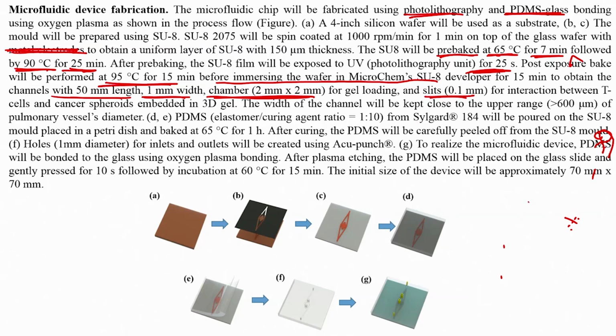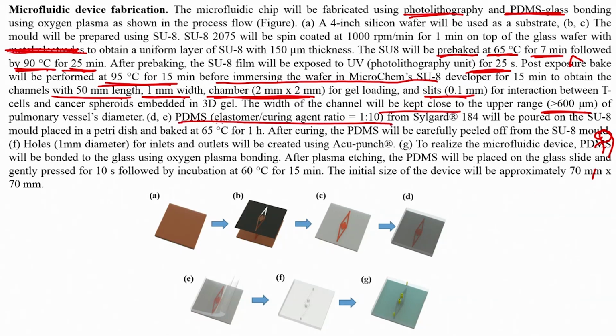The slits that we are talking about, slits is this area where the spheroids are there and the T cells will flow. These are the slits, both sides there are slits. The slits will be 0.1 millimeter, about 100 microns. For interaction between T cells and cancer spheroids in 3D gel, the width of channel will be kept close to the upper range, which is about 600 microns of the pulmonary vessel diameter. So, the channel is about 600 micron.